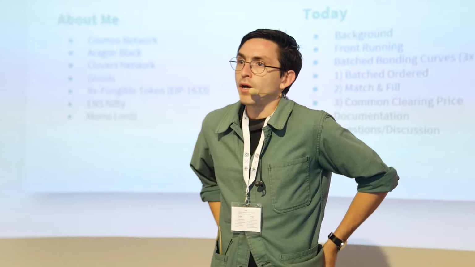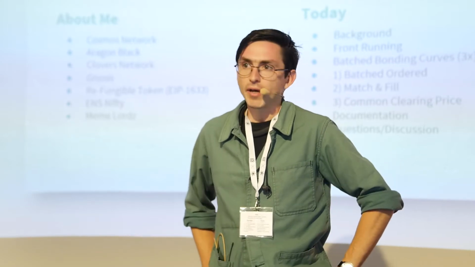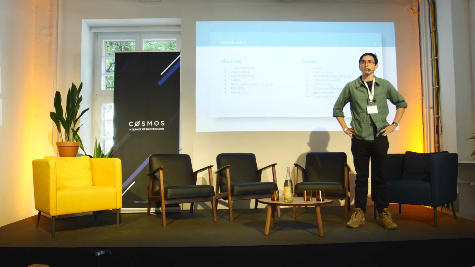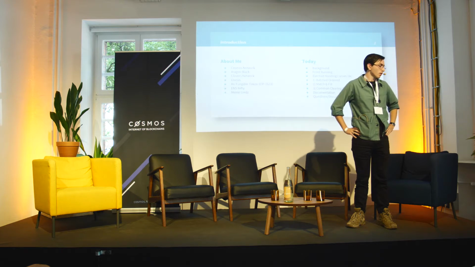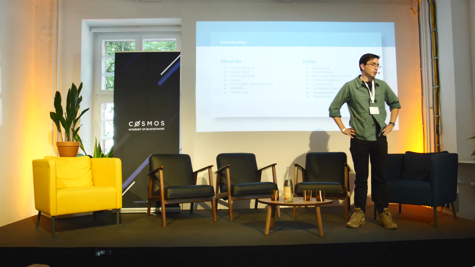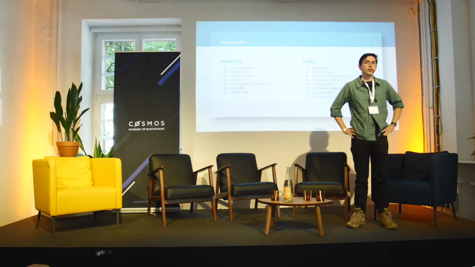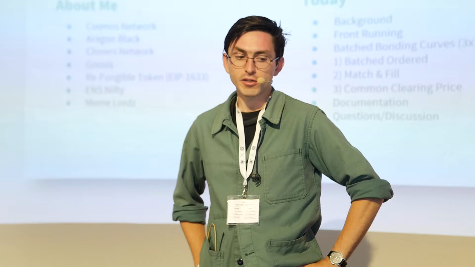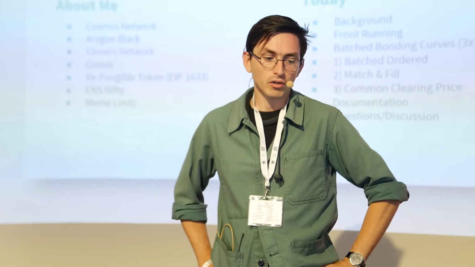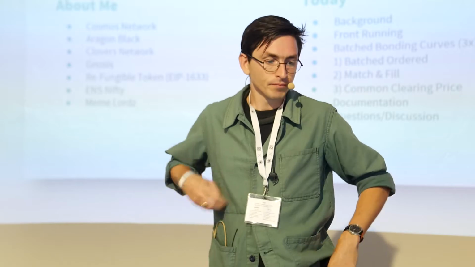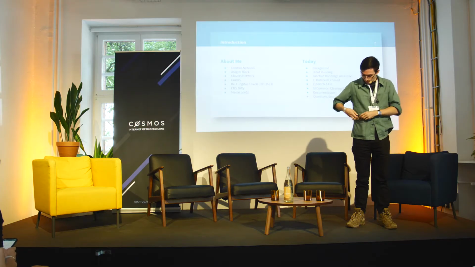Today I'm going to be talking about batch bonding curves. First I'm going to give you a little background on bonding curves in general. If any of those words in the title don't mean anything to you, don't worry about it. We're going to talk about front running in general, and then we're going to talk about a solution that I've proposed called batch bonding curves. There's 3 different implementations. We'll go over each one. We'll talk about a little of the documentation, and then I'd like to open it up for questions and discussions.